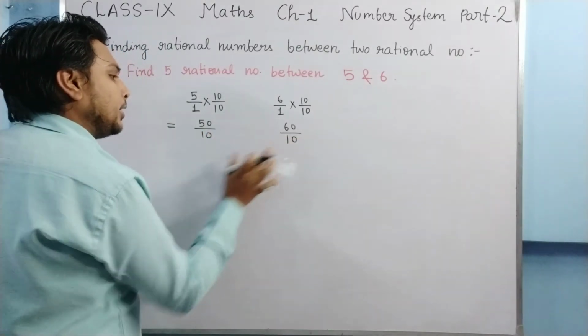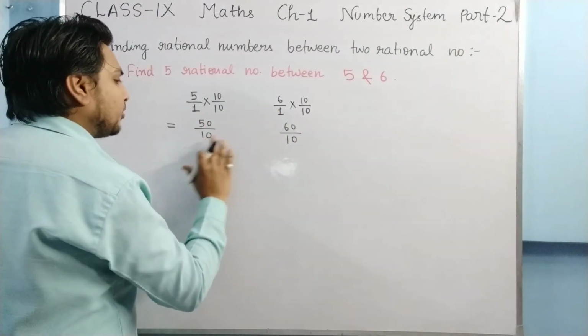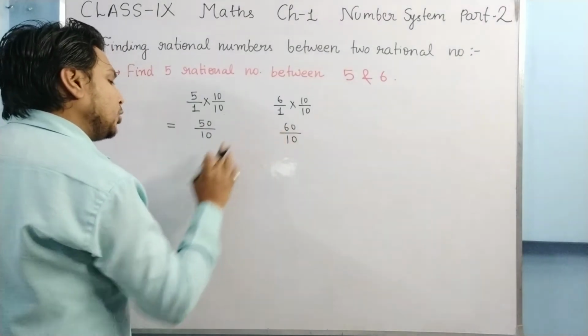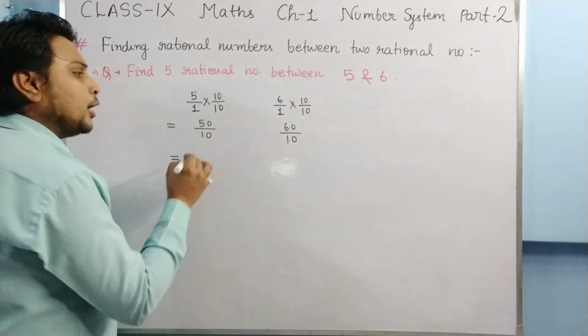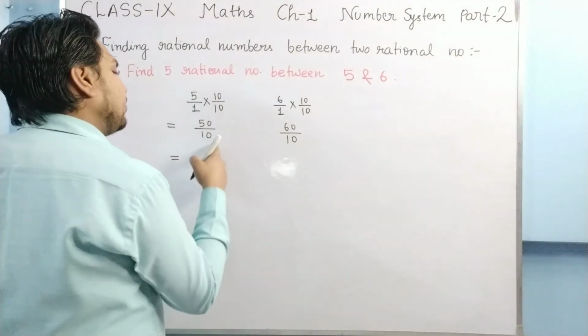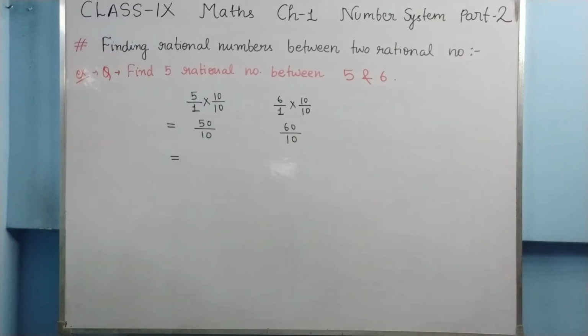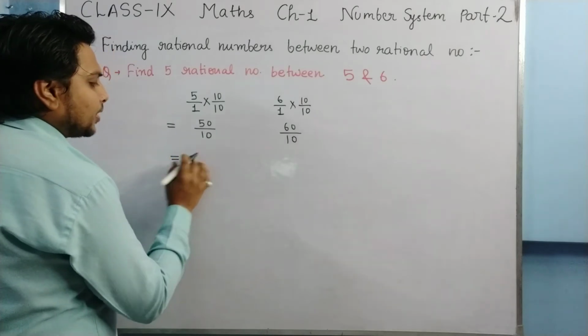Means 10 and 10. Okay, and the numerators are 50 and 60. So if the denominators are same, it means that we can compare the numerators directly. And if we compare the numerators directly, can we find 5 numbers in between 50 and 60? Of course we can find 5 numbers in between 50 and 60. And what are the numbers?